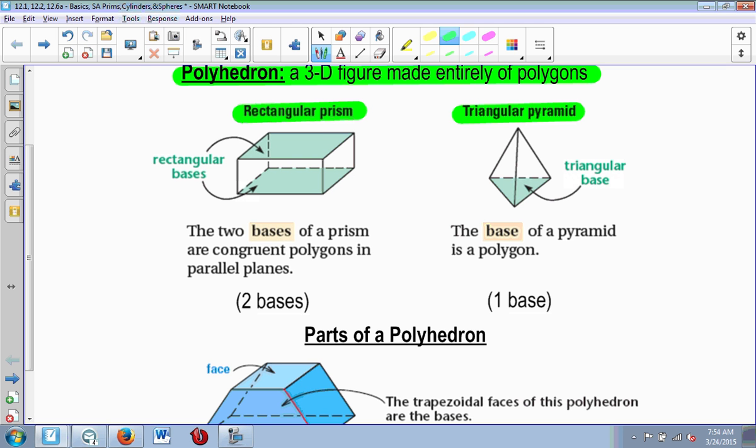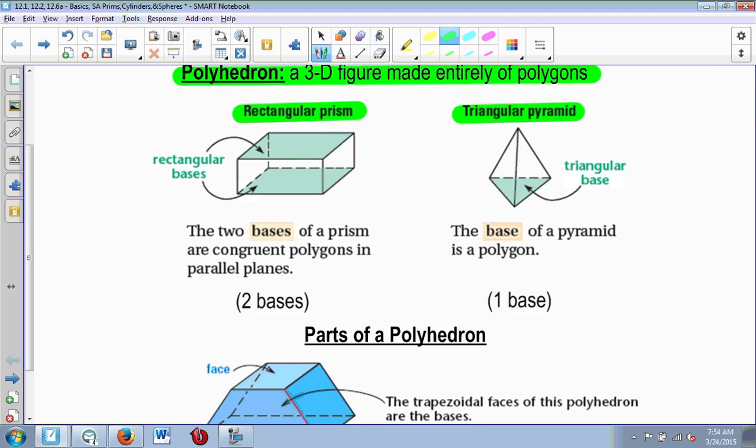So a prism has two bases. So a rectangular prism is like a box. We could also have a triangular prism. We could have a hexagonal prism. We could have a pentagonal prism. What you'll notice is prisms are always named by their bases. So this is called a rectangular prism because its bases are rectangles.